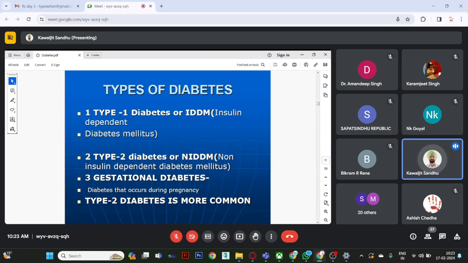Talking about diabetes, we have 3 kinds of diabetes. One is type 1, and it is insulin dependent. In type 1, the pancreas is the organ in our body which produces insulin. We have beta cells in the pancreas, and they are responsible for making insulin. The role of insulin is that it removes glucose from the blood.